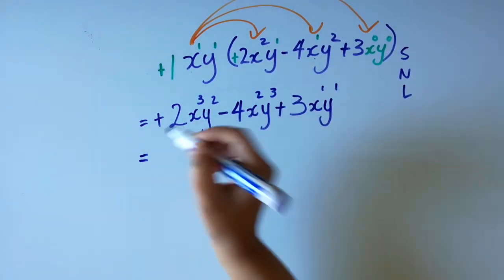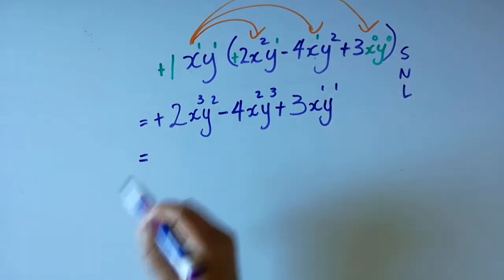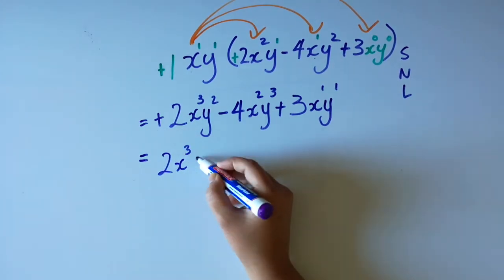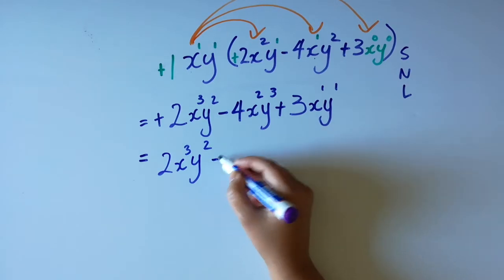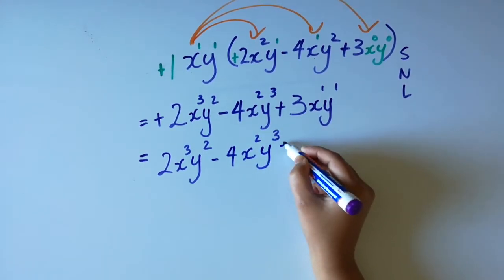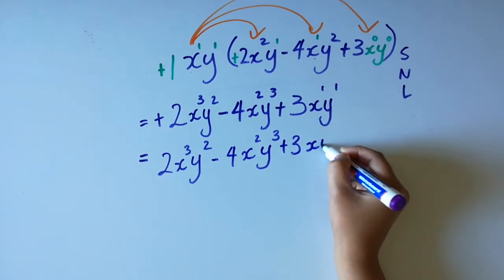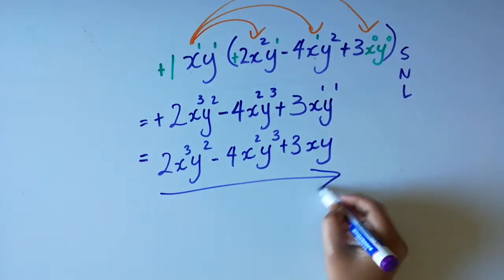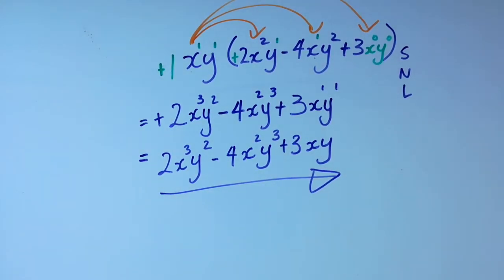Let's rewrite this without our invisible signs and numbers. This plus here is invisible, so that's 2x cubed y squared minus 4x squared y cubed plus 3xy. These ones here are invisible, and that is our final answer. Let's do a quick recap.